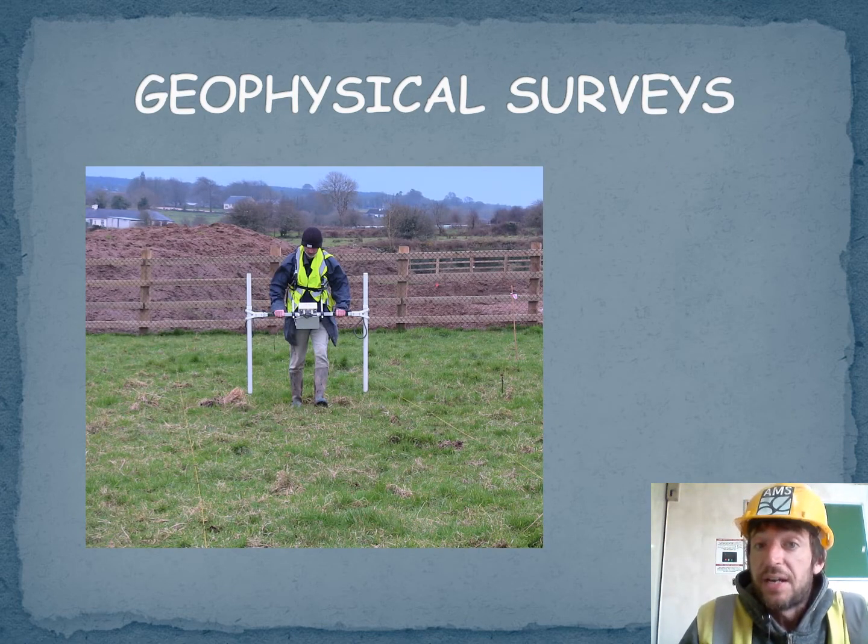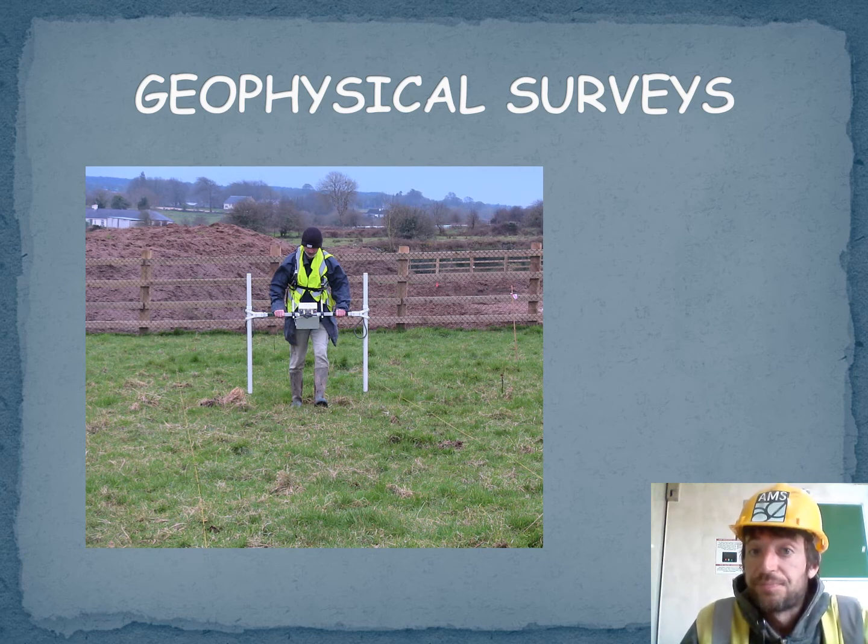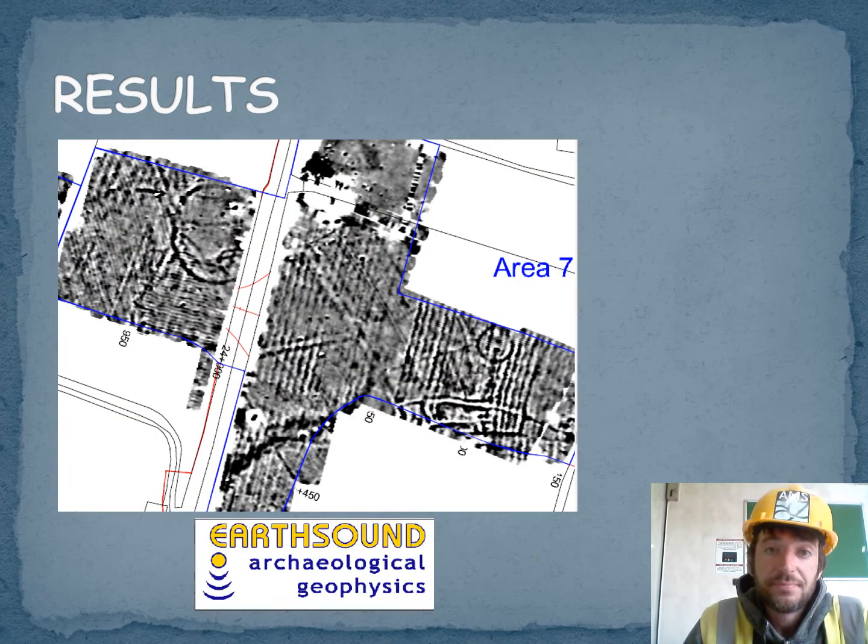Geophysical surveys can be very useful in identifying archaeology even before we get the diggers in. The technique being used here is magnetometry. This helps us see underneath the grass. Here we can see the results of a larger survey done by Earthsound on the N5 route back in 2015. Some of you watching this may not even have been born when this was done.